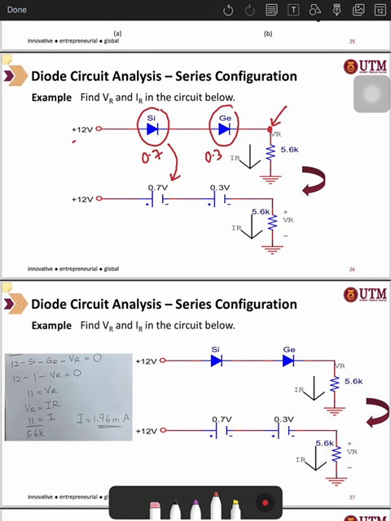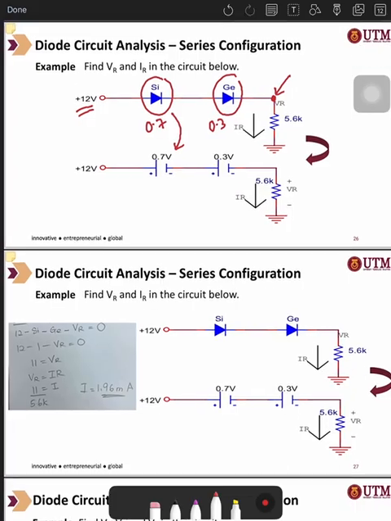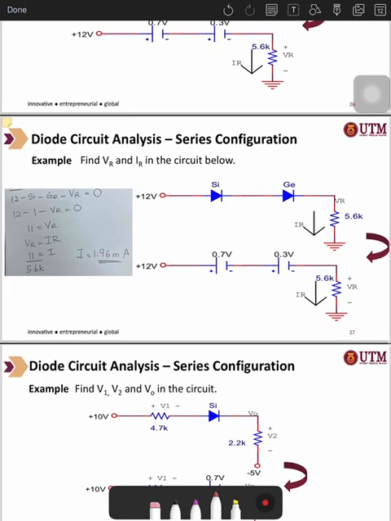For example, we have the voltage reduction across the silicon diode and the germanium diode, and then you subtract VR. So 12 minus the barrier potential of the silicon, minus the barrier potential of the germanium, minus VR equals 0. So, 12 minus 0.7 minus 0.3 minus VR equals 0. Because we can find VR at this point.